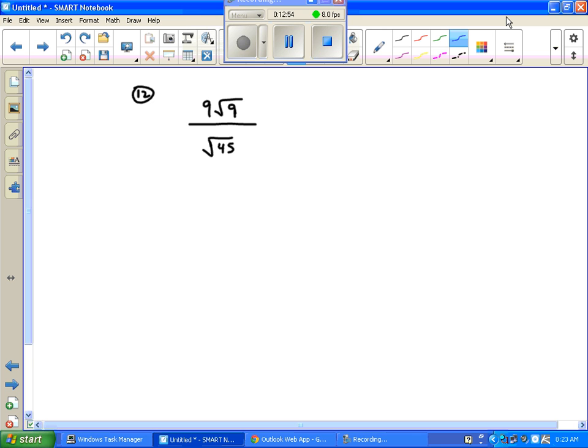Number 12, we have to do this one as well. We'll simplify the top real quick, though, to make it easy. 9 times the square root of 9 means 9 times 3, over the square root of 45, which is 27 over the square root of 45.